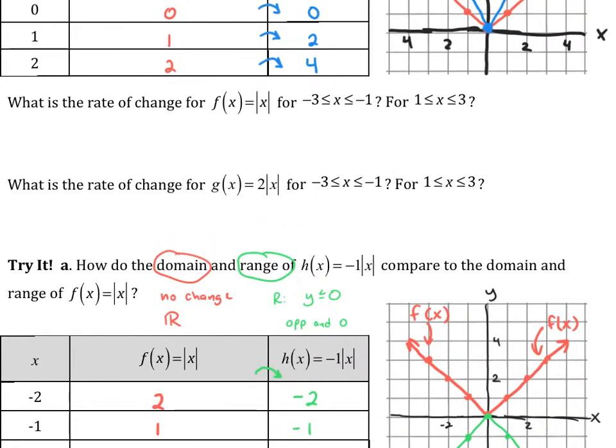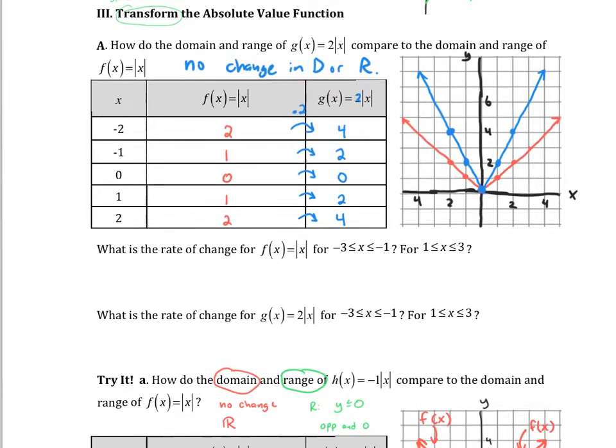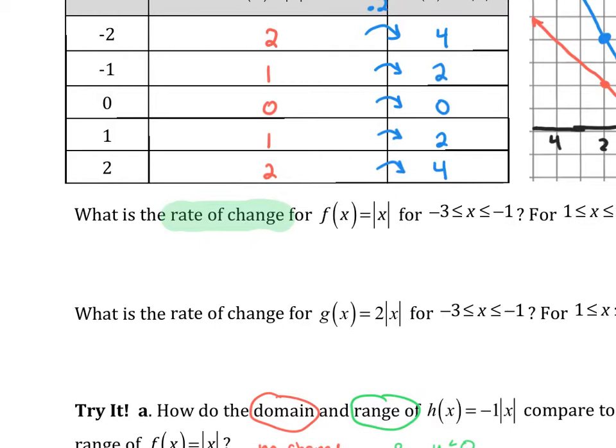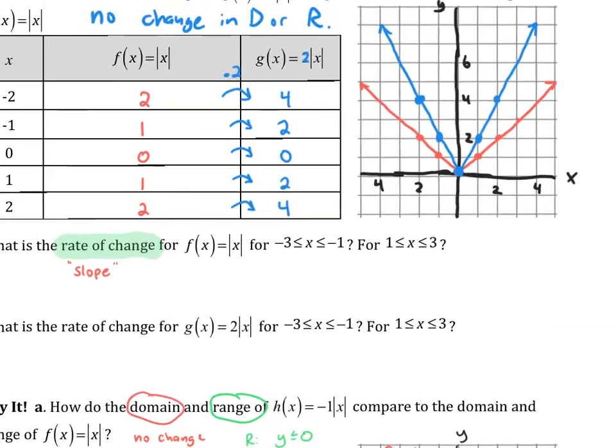The last thing we want to look at is something called rate of change. Now, we've already looked at rate of change in Algebra. Rate of change, of course, is just how things change. Now, in a line, it's also called the slope. So let's take a gander here.